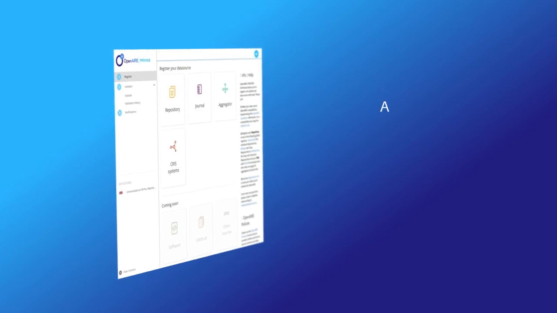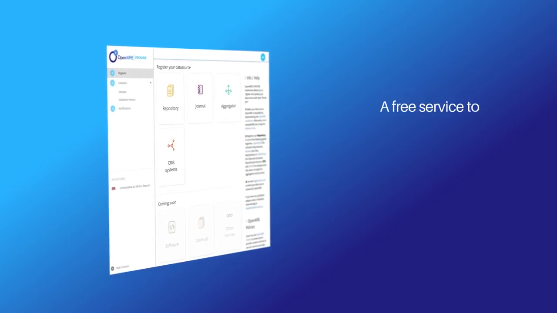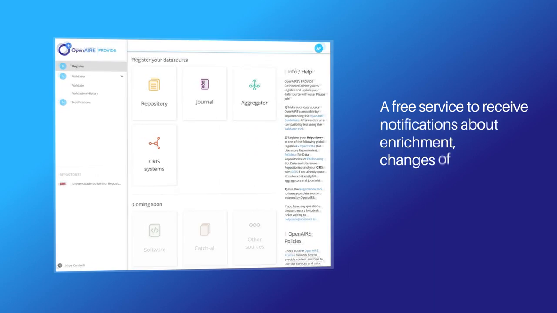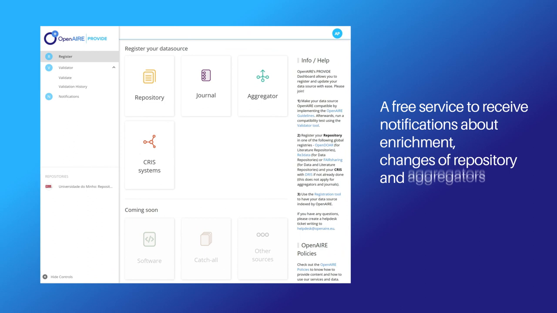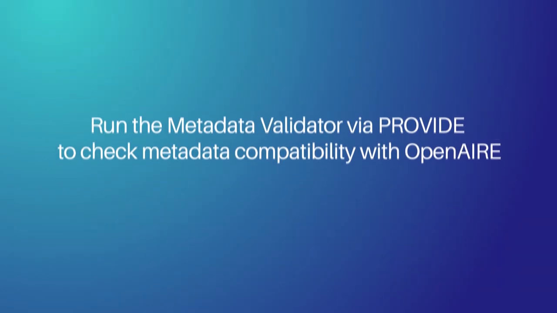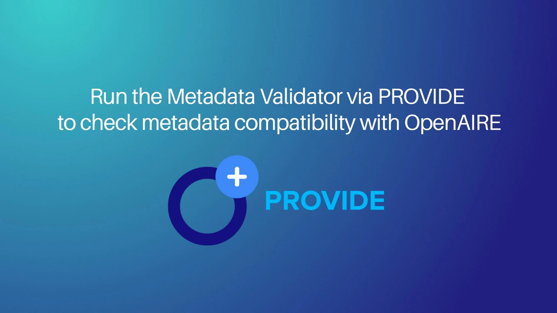OpenAIRE Metadata Validator is a service of OpenAIRE where content providers validate their metadata compliance with OpenAIRE guidelines. It is accessed via an online, user-friendly web interface within the OpenAIRE Provide service. How can a repository manager achieve that? By running the Metadata Validator service within Provide.